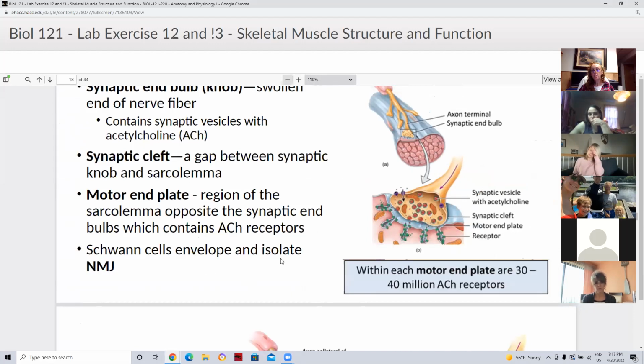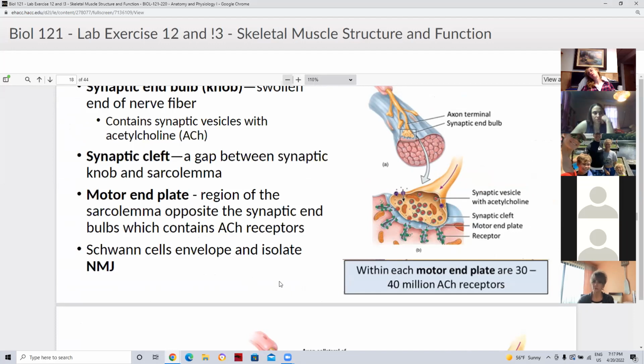The Schwann cells, what were Schwann cells? It's been a while, but what were Schwann cells? They wrap around unmyelinated fibers in the PNS. Right. And so in addition to their role in myelination, they're going to envelope and isolate the neuromuscular junction. So they're going to wrap around the neuromuscular junction and envelope it.